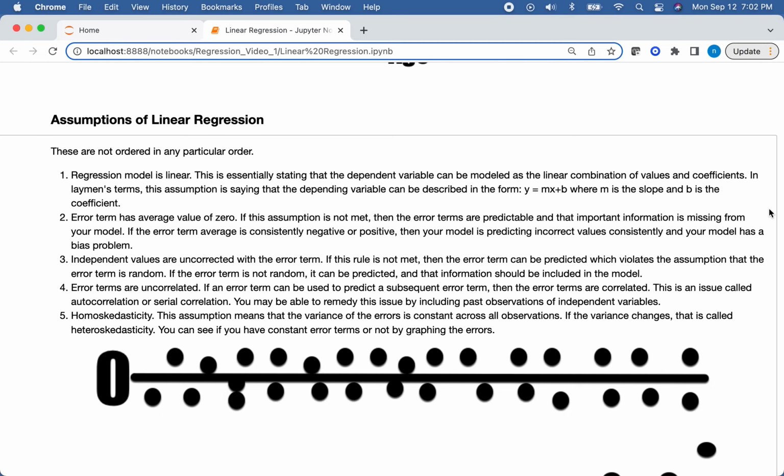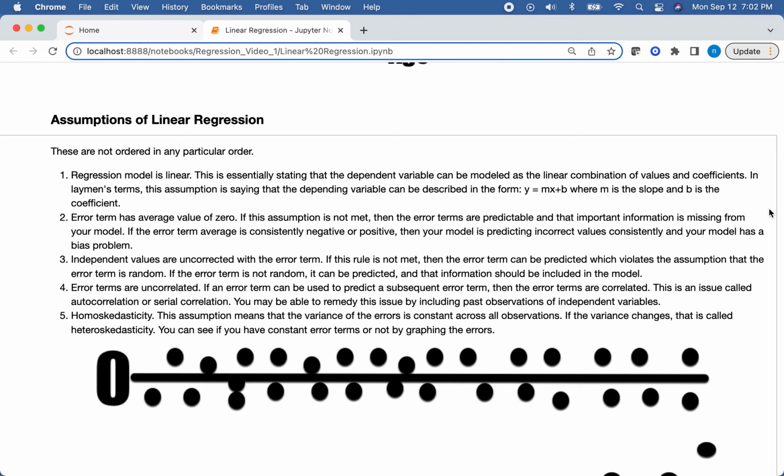The third assumption is that the independent variables are uncorrelated with the error term. If this rule is not met, then the error term can be predicted, which violates the assumption that the error term is random. If the error term is not random, it can be predicted, and once again, that means there's additional information that needs to be included in your model.